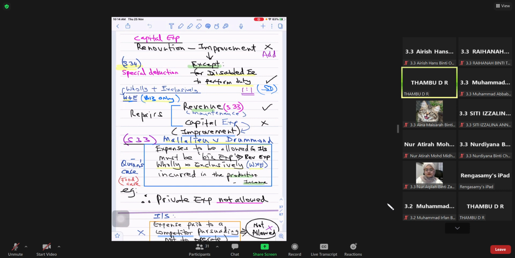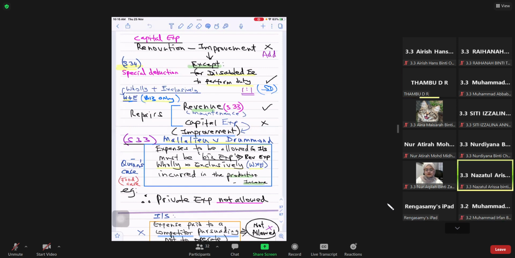So capital expenditure, you cannot allow in the income statement. You add to asset, correct? If you debit in the income statement, I will credit back and then I'll add to the asset. Okay. Now, what about any capital expenditure incurred on disabled employee? If you spend money on disabled employee to perform better duty, any capital expenditure incurred on normal employee cannot be allowed. You cannot put in the income statement. Capital you cannot put in the income statement.